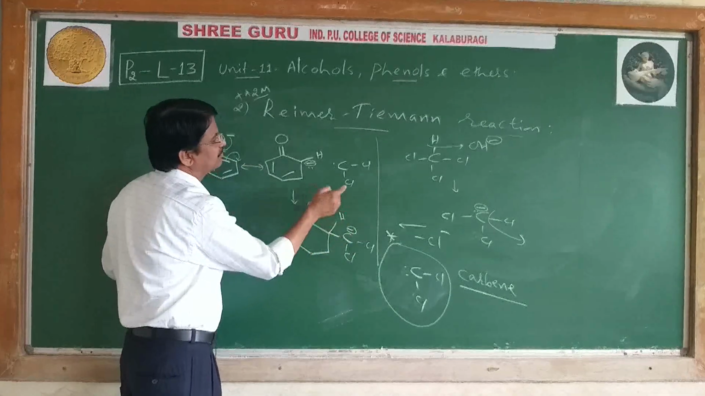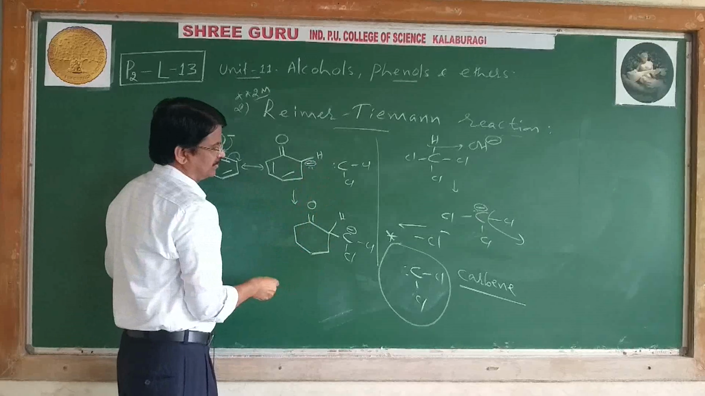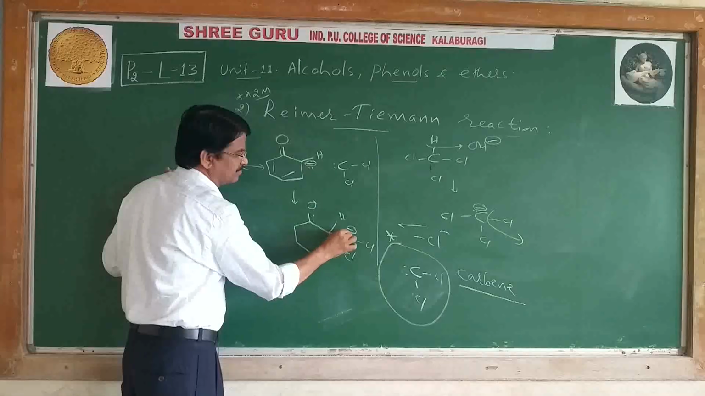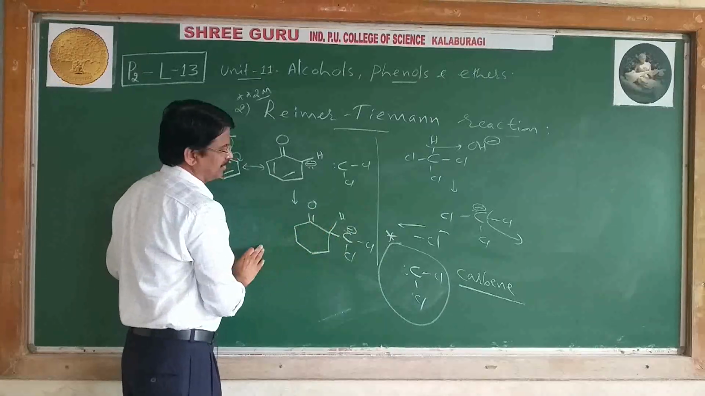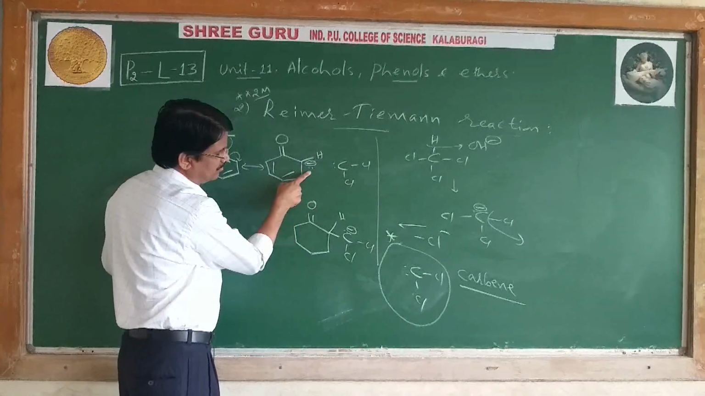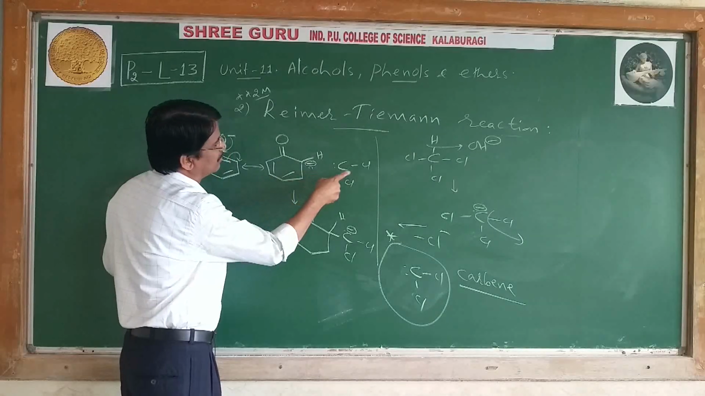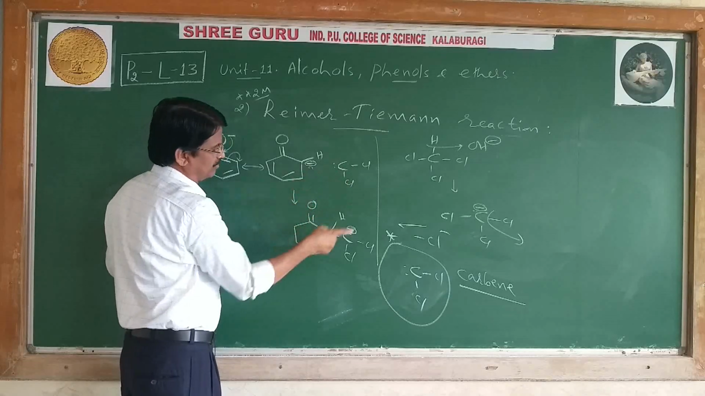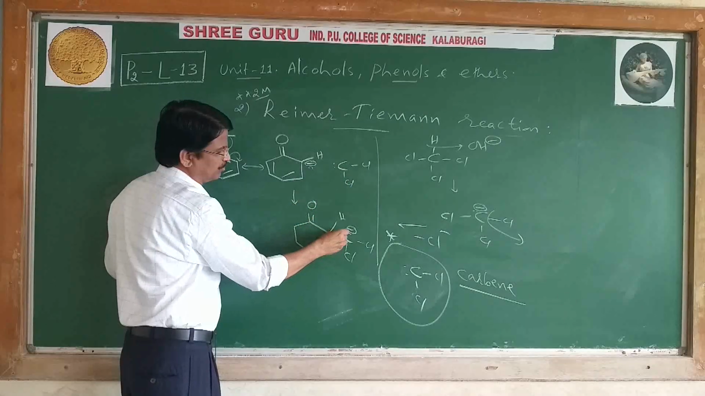one, two, three, with negative charge and an electron pair here. 2, 4, 6. Total here 1, 2, 3, 4. 3 bonds with a lone pair, right?